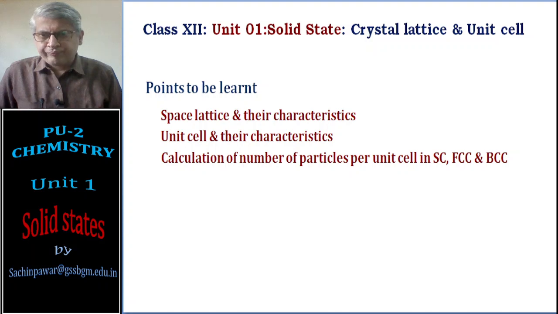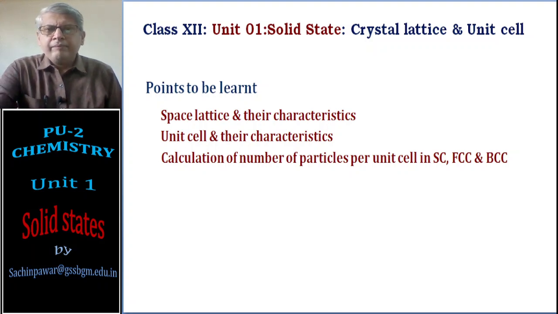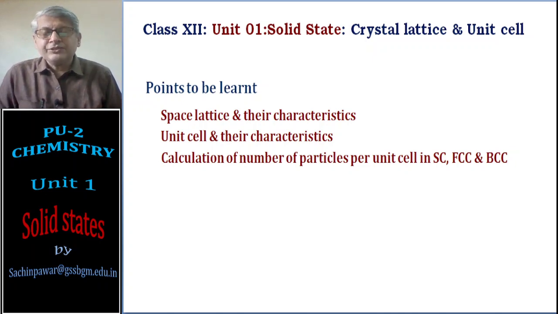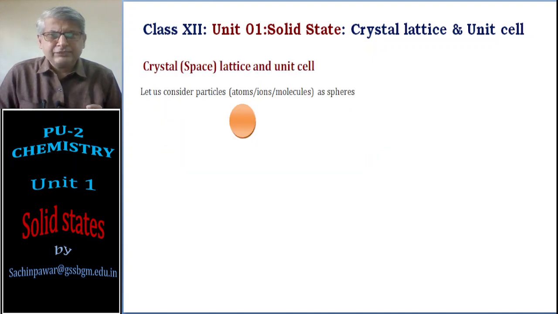In my last video we have gone through types of solids, that is crystalline and amorphous, then molecular solids, covalent solids, ionic solids, metallic solids, and so on. In all those, the particles are different. Here we will consider particles as spheres to understand the crystal lattice. The sphere may be an atom, ion, or a molecule.